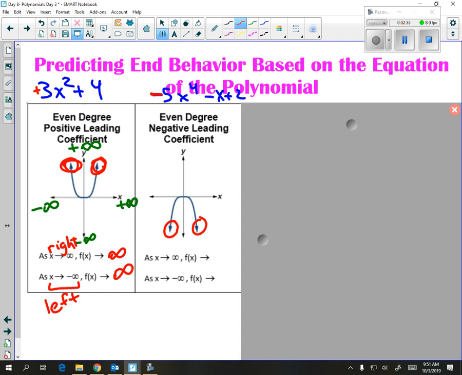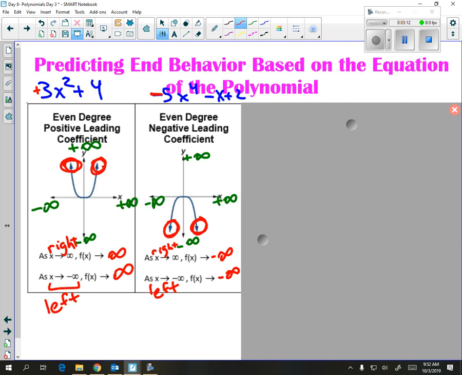For the next one, when you have a negative leading coefficient, as x goes to infinity, which is on the right, your graph goes down on the right. So you're going to put negative infinity. As x goes to negative infinity, negative x values are on the left, your graph goes down again. So you're going to head to negative infinity.